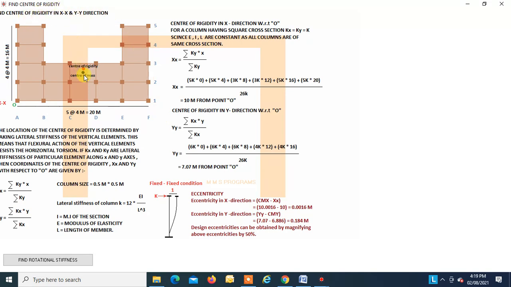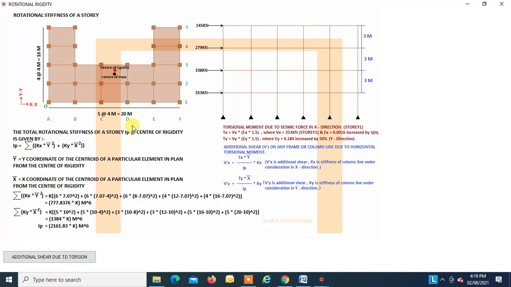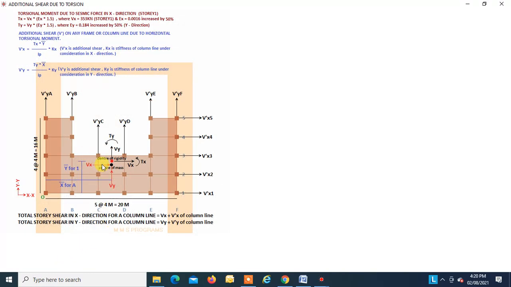In this case I found the center of mass to be over here and the center of rigidity to be over here. So this distance is known as static eccentricity, which we have to consider, which we'll see later, right? And this page shows how we calculate the rotational stiffness of the story, and this page shows how the lateral force acting at the center of mass is distributed at the nodal points, right? Now we will run the program first.